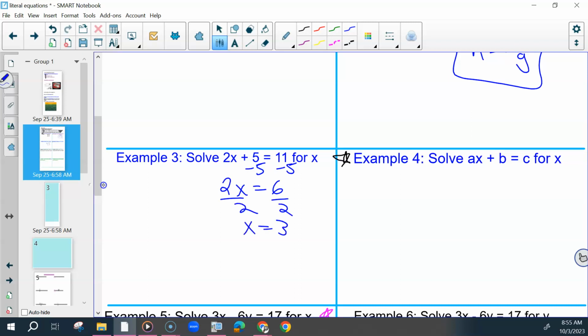Now let's take that same process for ax plus b equals c. If we're solving for x, what would be our first step? Subtract b to the other side. When we do this, c and b are not like terms. We cannot combine them, so we just rewrite it.